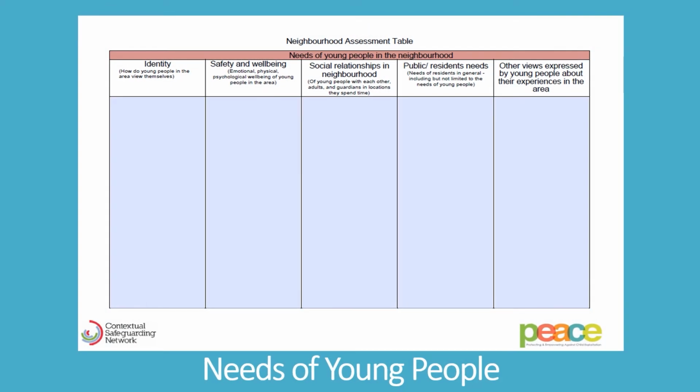So the first third of the assessment will look at the needs of young people in the neighbourhood. This will look at their identity, their safety and well-being, social relationships in the neighbourhood, public resident needs, and other views expressed by young people about their experiences in the area.